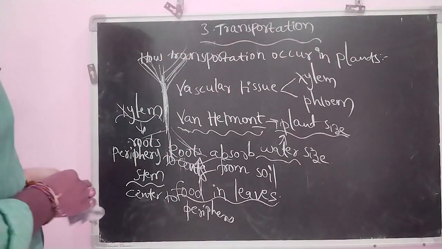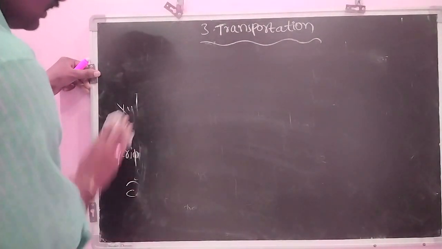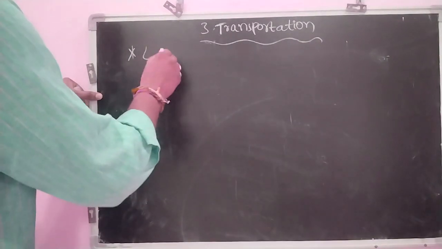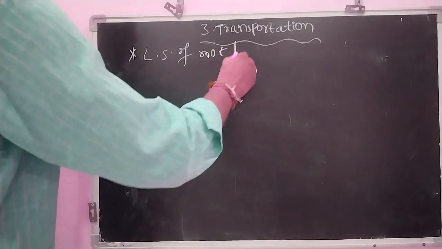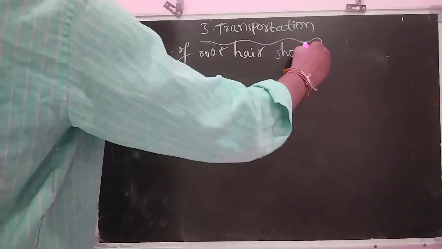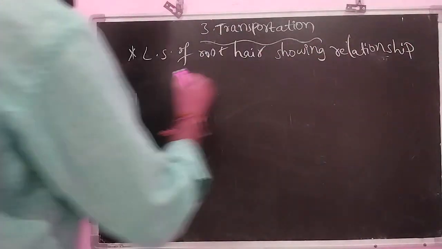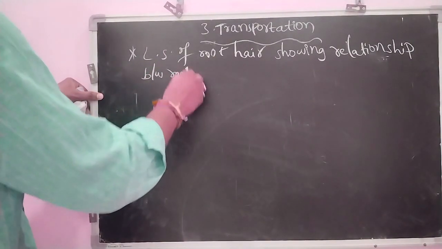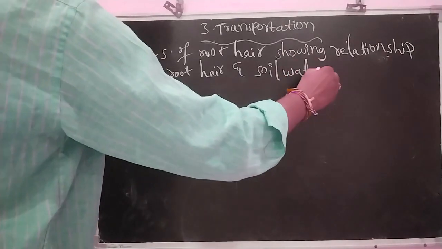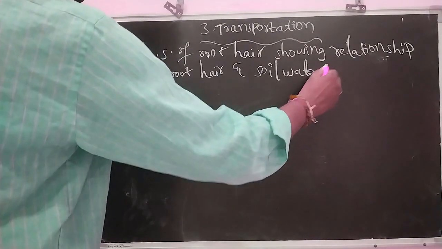To show how water is transported in plants, we have to discuss the L.S. of root hair, which means the longitudinal section of root hair showing the relationship between root hair and soil water.